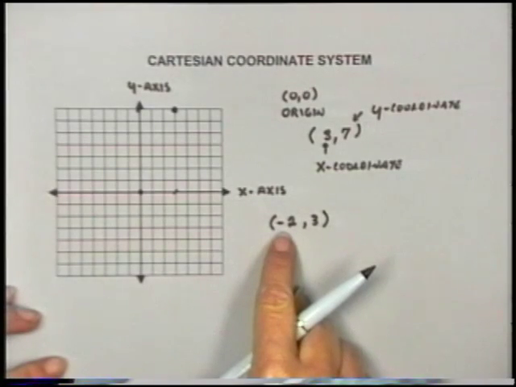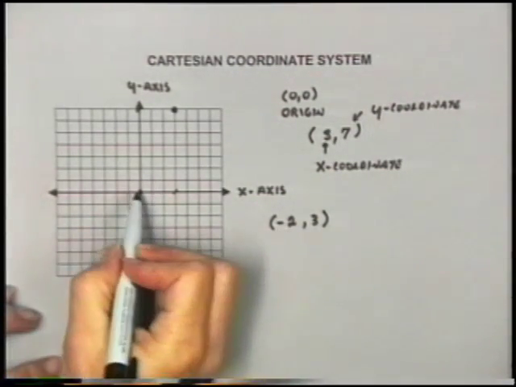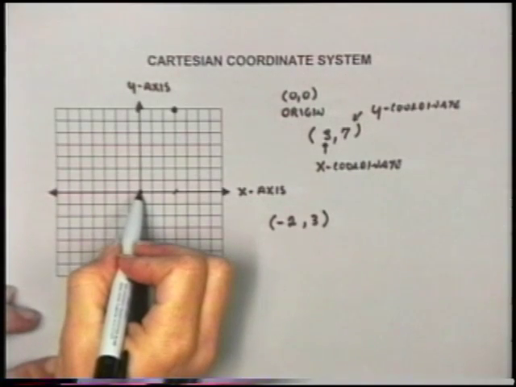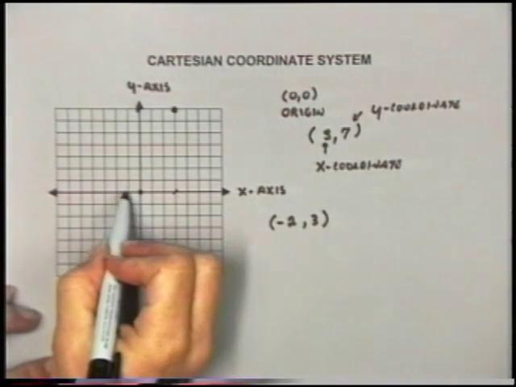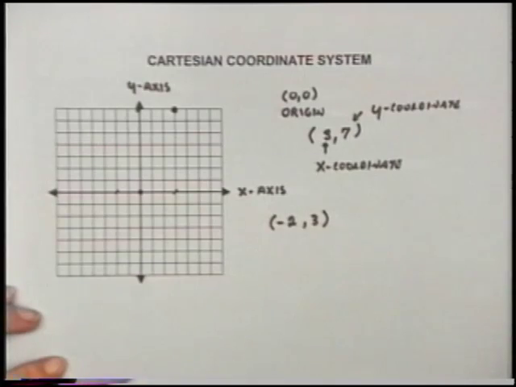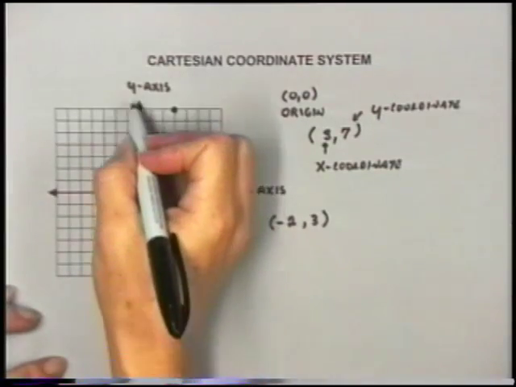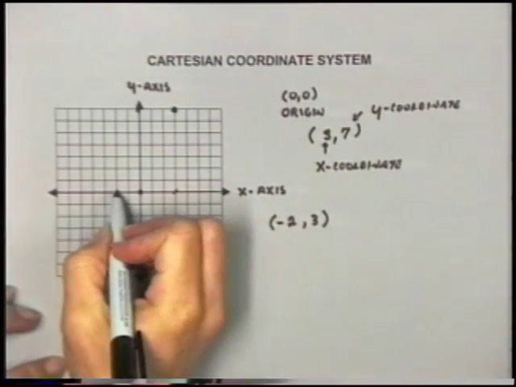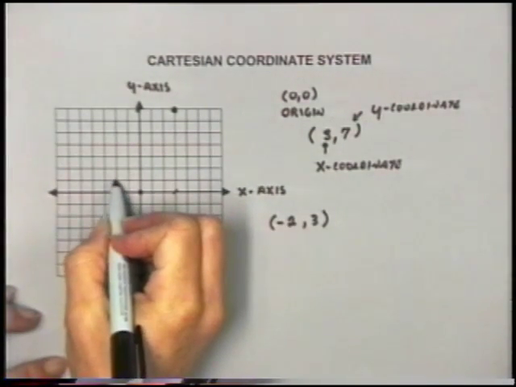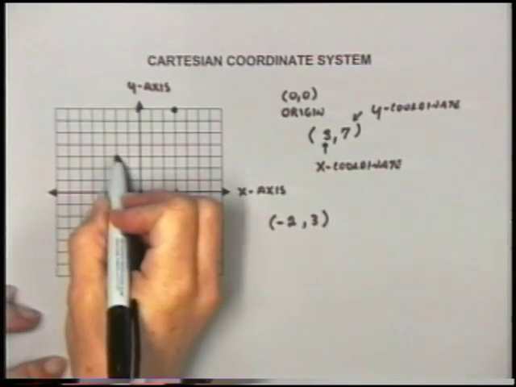We will do the x-coordinate first. Since this x-coordinate is negative, I will go from the origin to the left, -1, -2. That would be that position right there. Notice that my y-coordinate is positive. On the y-axis, up is positive. So I would go up parallel to the y-axis, 1, 2, 3.